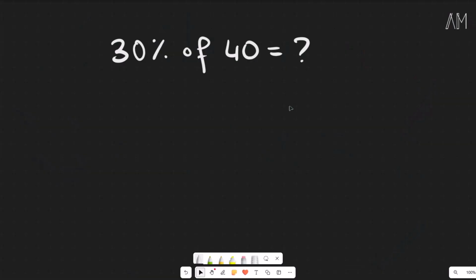In the previous videos, we learned how to convert between percentages, decimals, and fractions. And in this video, we are going to use these conversions to find the percentage of a number. First of all, "of" means multiplication. 40 will stay as it is. And as for the percentage, how can I use it in my calculation?